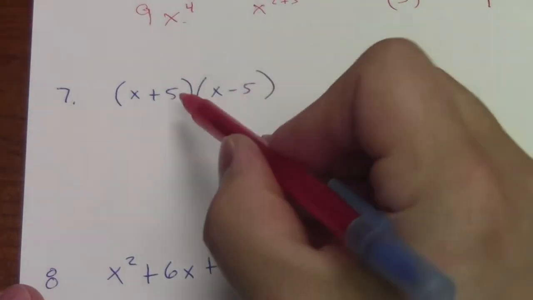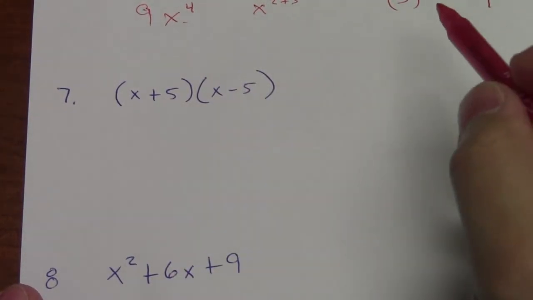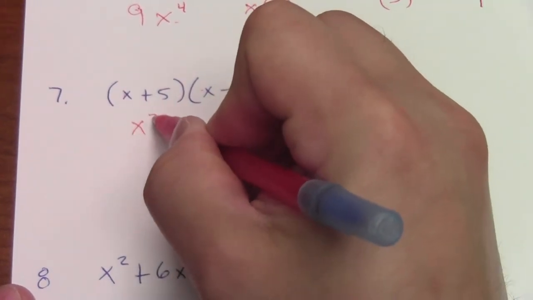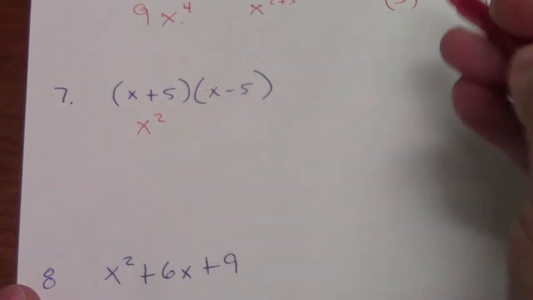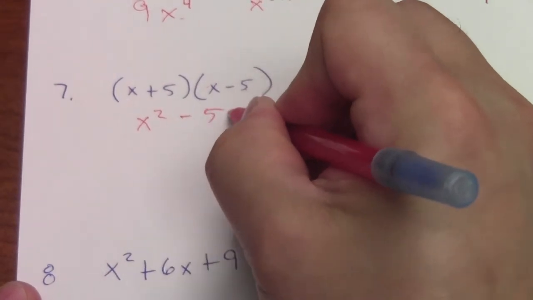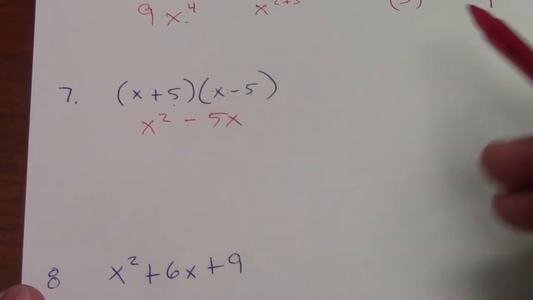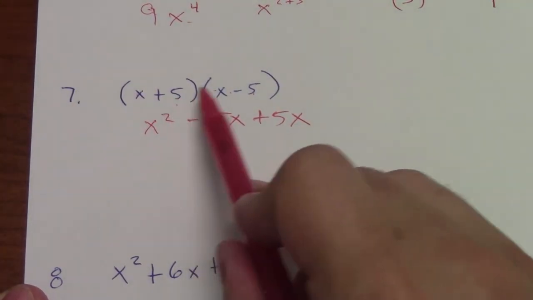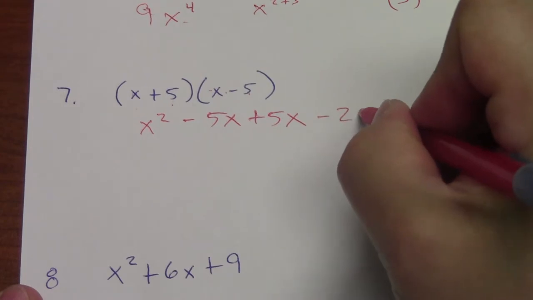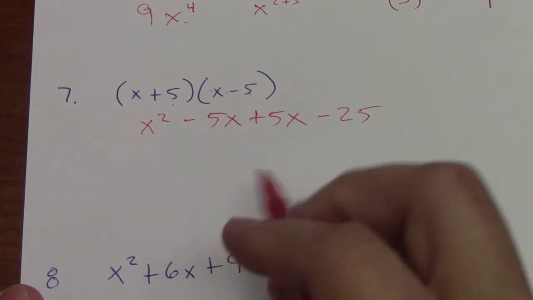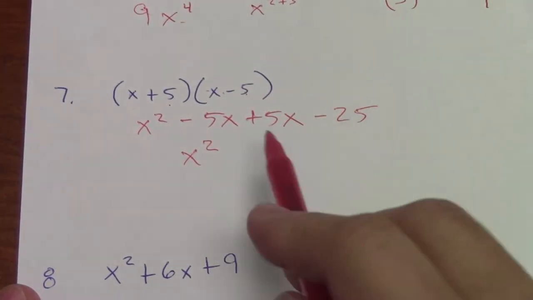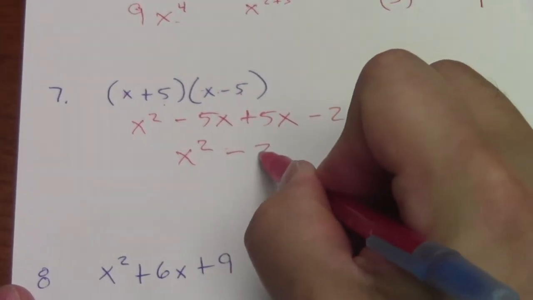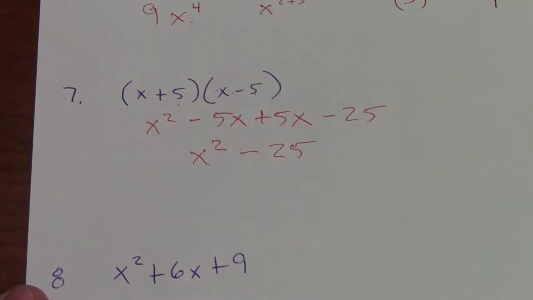All right, but you'll see something like this. Over here you have FOIL. All you're doing is just solving for this. So x times x is x squared, x times negative 5 is negative 5x, 5 times x is positive 5x, and 5 times negative 5 is negative 25. Then we combine like terms. So x squared, negative 5x and positive 5x go away, and you're left with negative 25. And that's your answer.